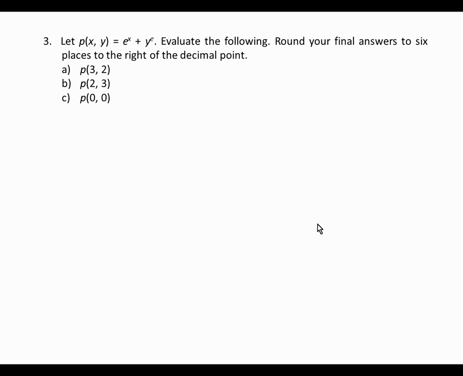Example number 3. Let p of x, y equal e to the x plus y to the e. Evaluate the following. Round your final answers to 6 places to the right of the decimal point. Okay, clearly we're going to need our calculator, because we've got this number e involved. So for part A, we're looking at p of 3, 2, part B is p of 2, 3, and part C is p of 0, 0.